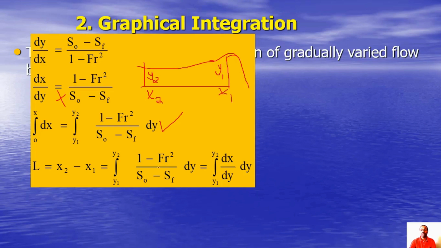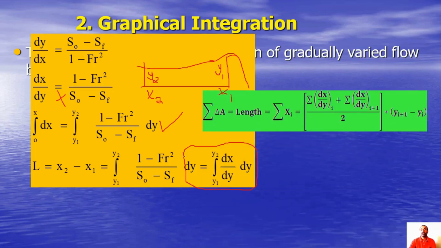So the length of the profile will be 1 minus flow square over s naught minus sf, and dy will be this one. Dy, the change in depth, will be this one. So I think after integration, you will find this equation. Summation of change in length, each strip area will be summation of each delta x. So you have here each value. After you add all these strips, you can find the length of the profile. Clear?